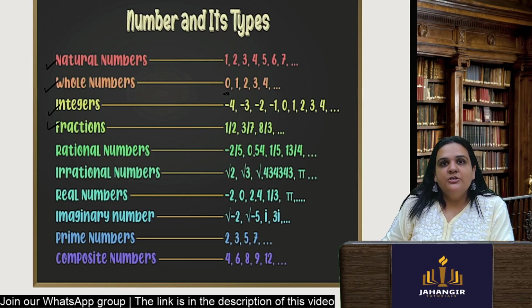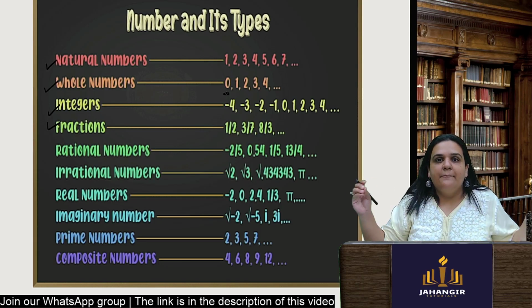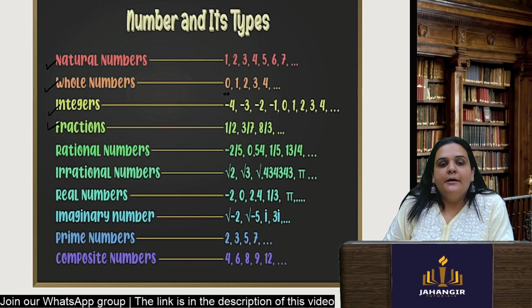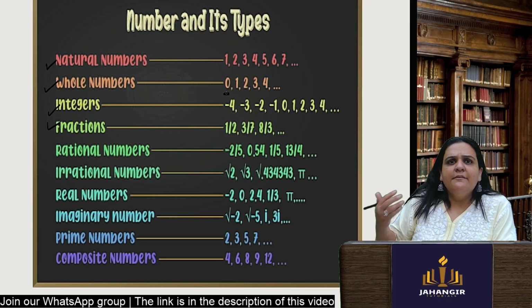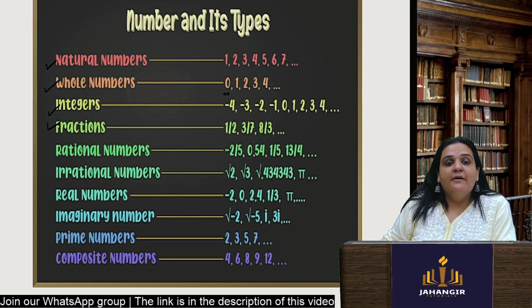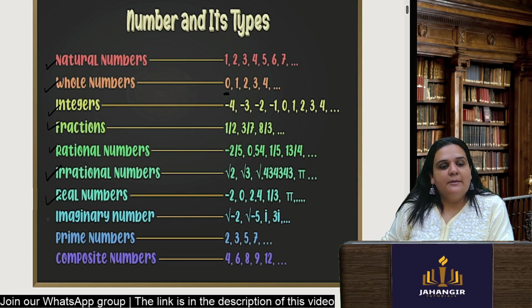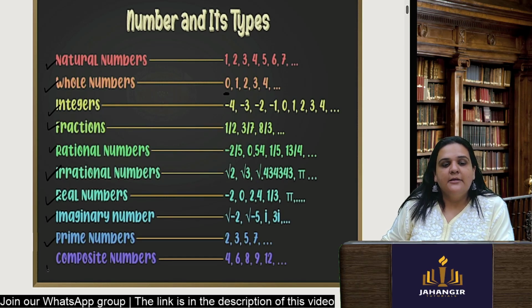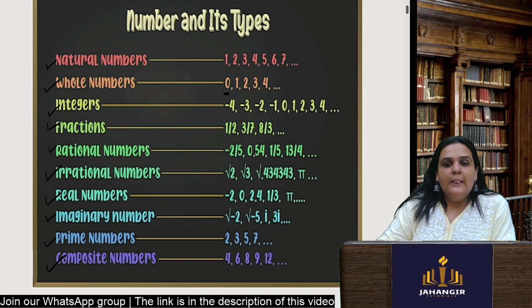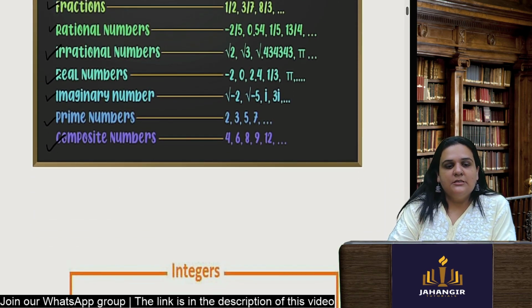Then we have integers, those numbers which we can represent on the number line. Then we have fractions, and rational numbers. I will teach all that in depth, each set of types of numbers. Irrational numbers. Then we have real numbers, some numbers which are imaginary, prime numbers, and composite numbers. So let's see each number type.